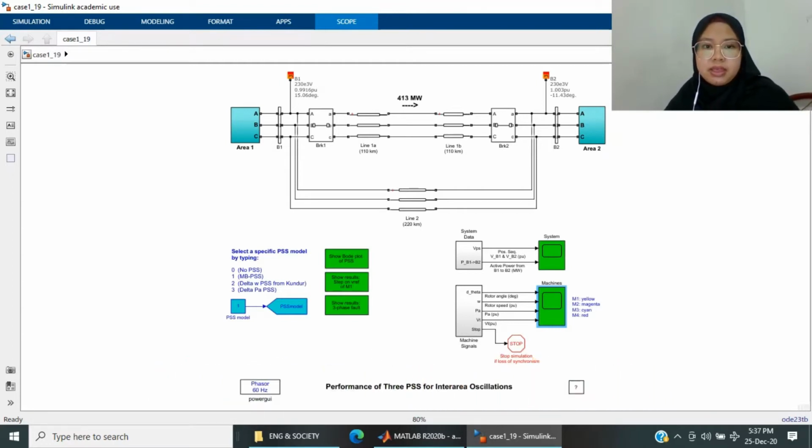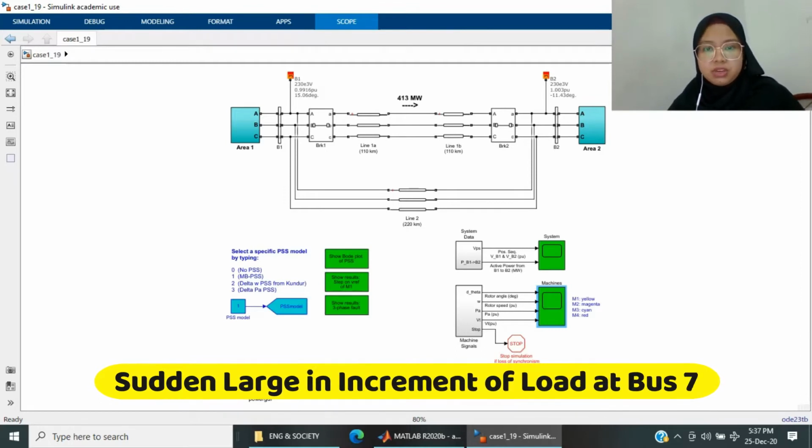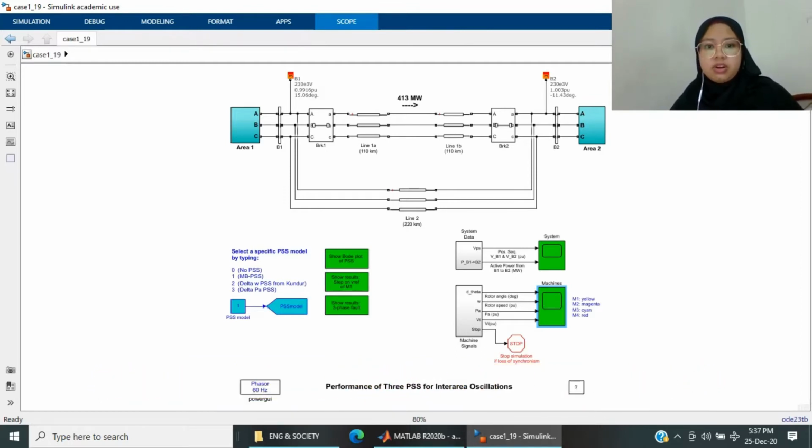For my part, I will present the results and discussion for case 1 and case 2, which are sudden large increment of load at bus 7 and sudden large decrement of load at bus 7. Firstly, for the sudden large increment of load at bus 7, this is the simulation that we designed using MATLAB software. As we can see, there are two areas, area 1 and area 2. Then the sudden large increment is placed at the end of the circuit at area 1. The purpose of the load installation is to observe the ability of the power system to remain in equilibrium after the load increase.